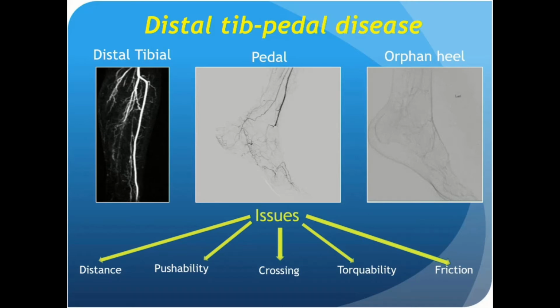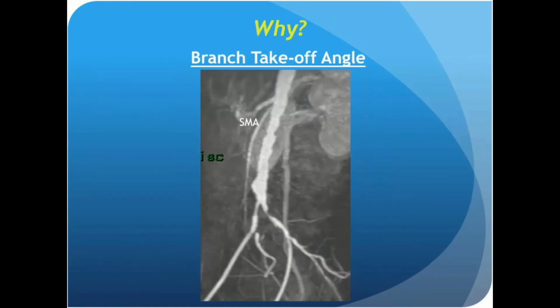The other aspect is the epidemic of diabetes and end-stage renal disease, which affects a lot of infrapopliteal vessels. We often see non-occlusive disease in the SFA and the iliacs and triple vessel occlusive disease in the infrapopliteal segments, which require direct access, either antegrade common femoral or retrograde tibial, for reasons of distance, pushability, crossing, torqueability, and friction.